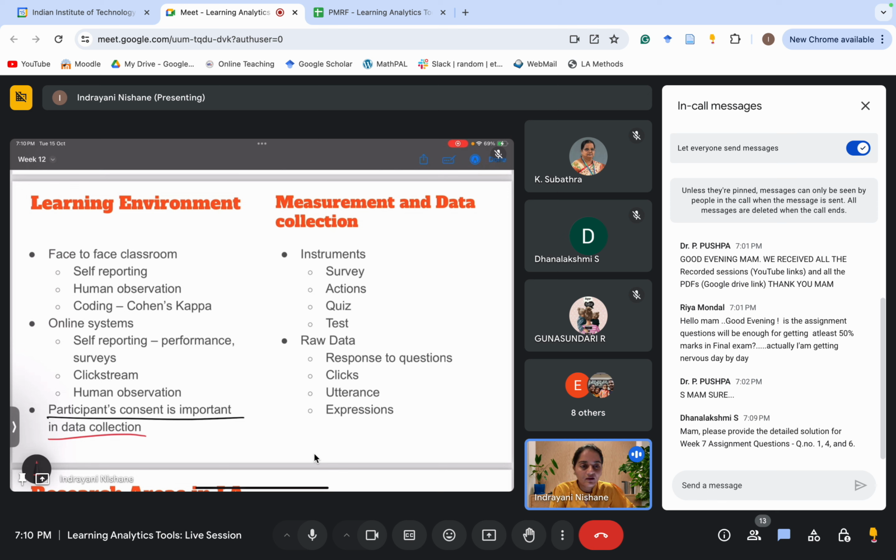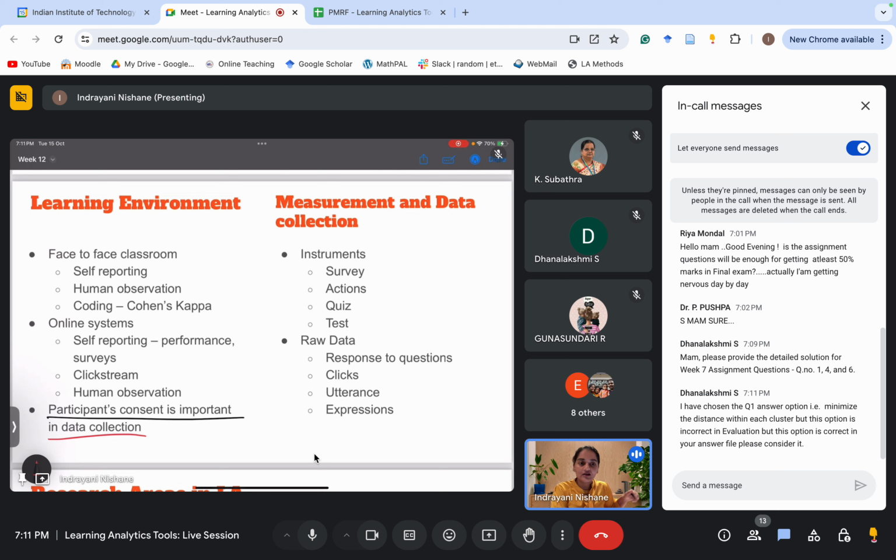So going to the next point, I have a doubt in the chat box. Provide the detailed solution for week 7 assignments. Okay, so these types of questions or requests we will handle next week. Next week we have a revision class, same time, Tuesday, 7 o'clock. So at that time, you can list down the special questions you want me to solve. Like here Dhanalakshmi ma'am has requested week 7 assignment question number 1, 4 and 6. So I will make note of this somewhere, and then next week we can solve these questions, and have our doubts cleared.